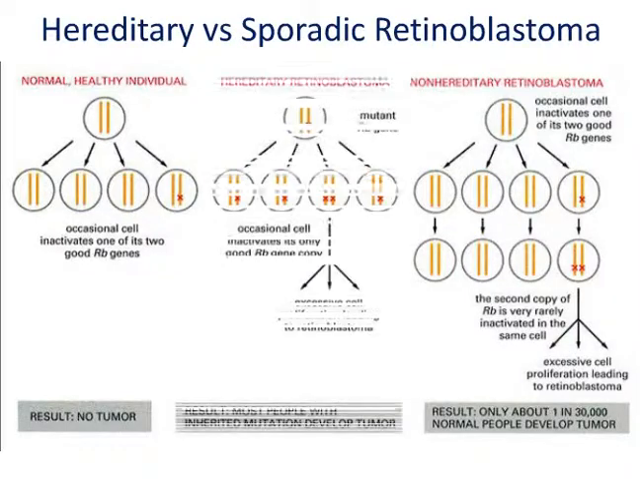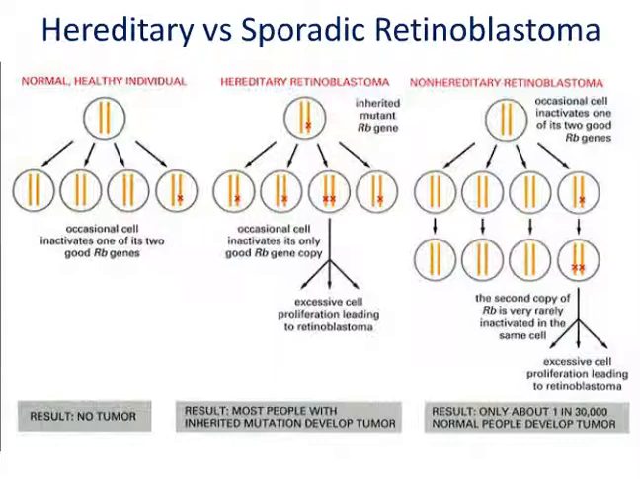Persons that have inherited a germline mutation in one retinoblastoma allele have 4 million retinoblast cells in each retina that already have only one functional retinoblastoma allele. Therefore, spontaneous inactivating mutations in a retinoblastoma allele in any one of those 4 million retinoblasts result in a tumor. In other words, these persons are born with the deck stacked against them.